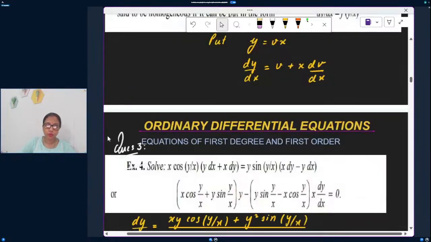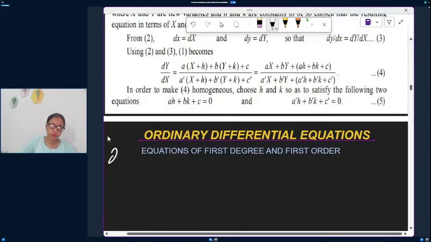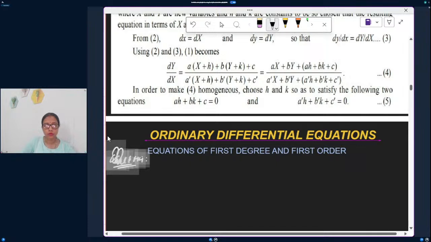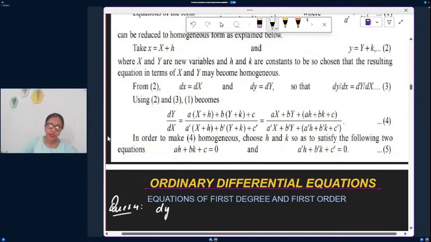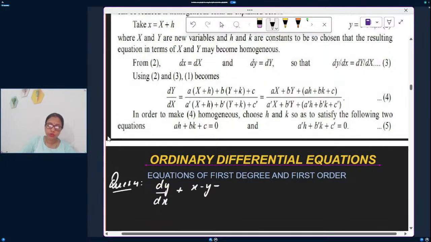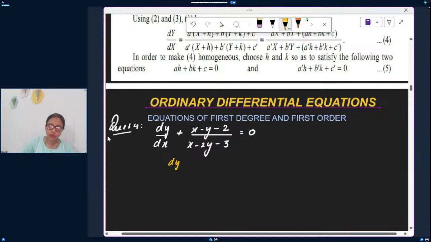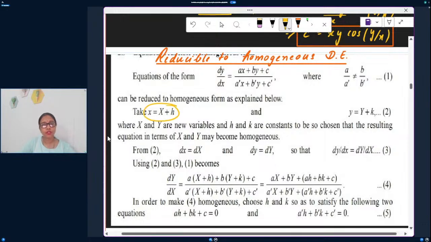Question number 4. What does the question say? dy by dx plus x minus y minus 2 divided by so it is a kind of an equation which can be reducible to homogeneous. How? First of all, you write the required form. So dy by dx is equals to minus x plus y plus 2 divided by x minus 2y minus 3. Next, they are saying substitute small x as capital X plus h, small y as capital Y plus k. Let's do that.